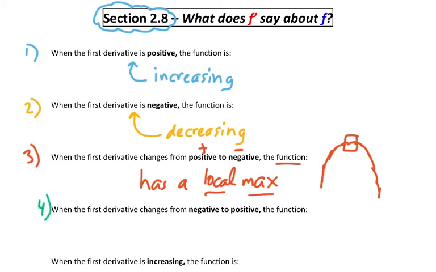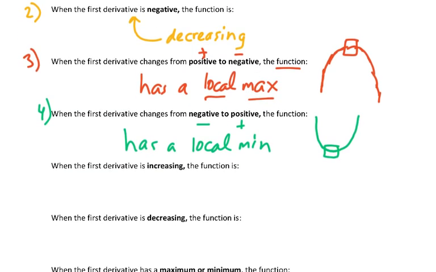Number 4 is the other way around. I'm changing from a negative slope to a positive slope, which means I must pass over, again, a bump. And what kind of bump is that? It's a local min. Great.